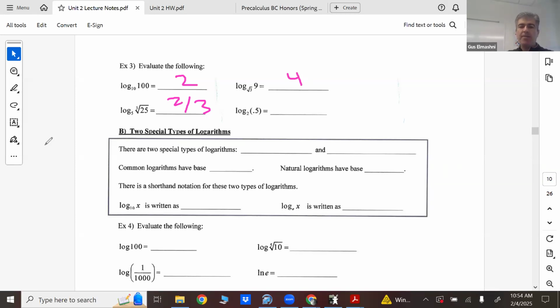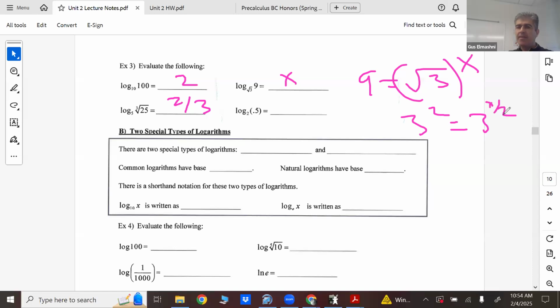If you're ever stuck, we could do 9 equals √3 to the x. So 3 squared, keep on doing that. So x has to be 4 in this case. So you could look like that. And that one would be -1.